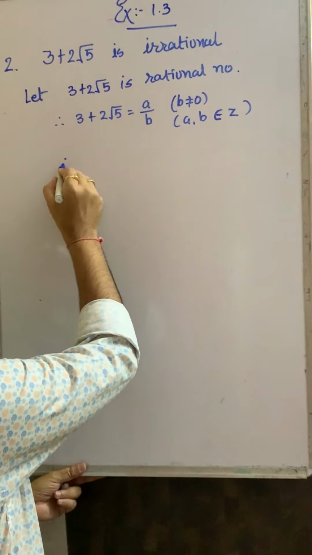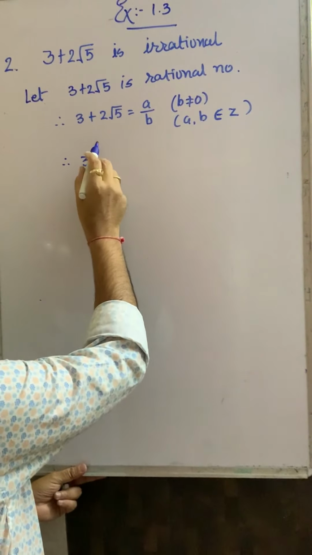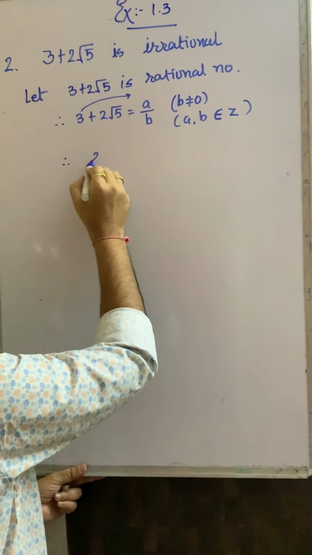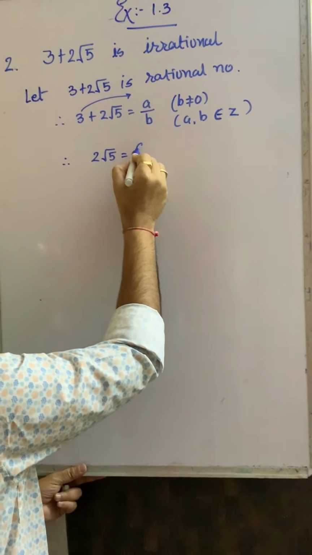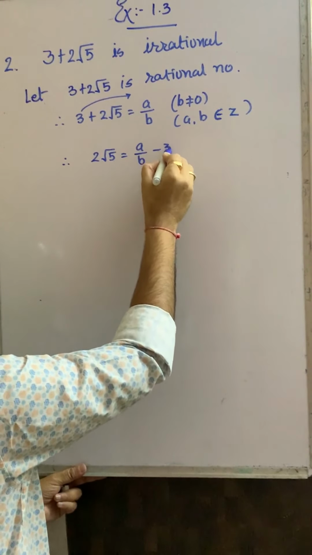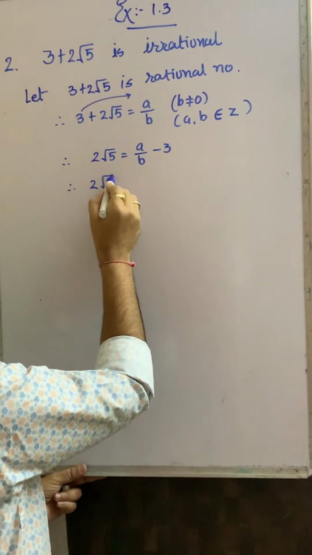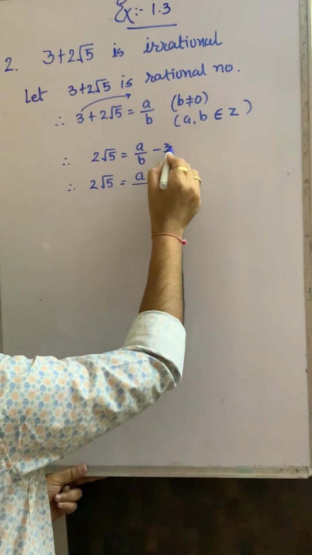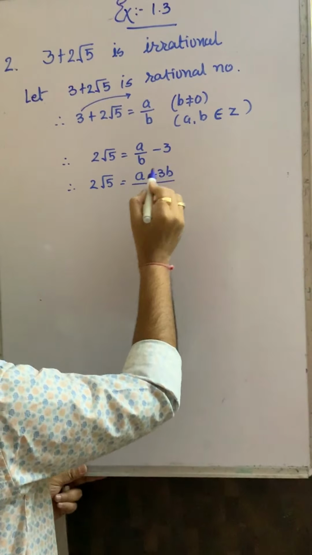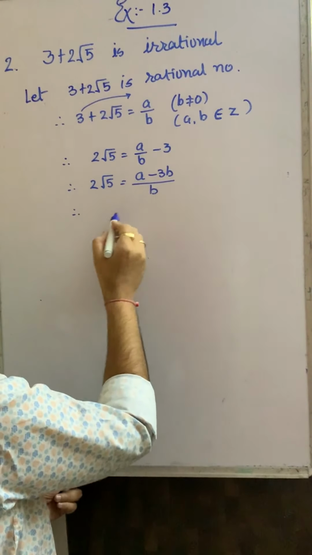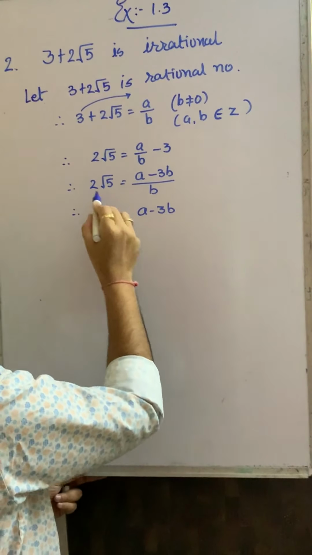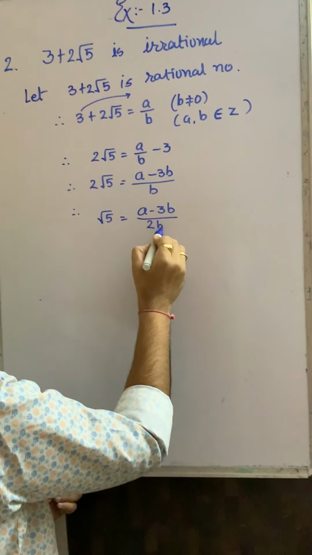Now see, 3 plus 2 root 5, take plus 3 this side. So we have 2 root 5 equal to a upon b minus 3. Take b as LCM, a keep it as it is, multiply this term by b, 3b. Now 2 is in multiplication, move down. So root 5 equals a minus 3b upon 2b.